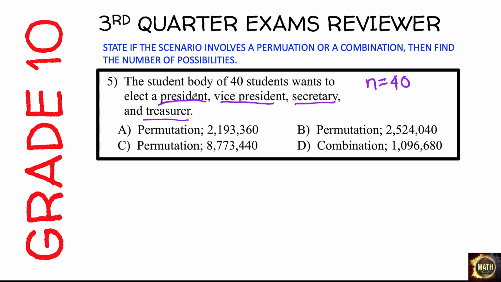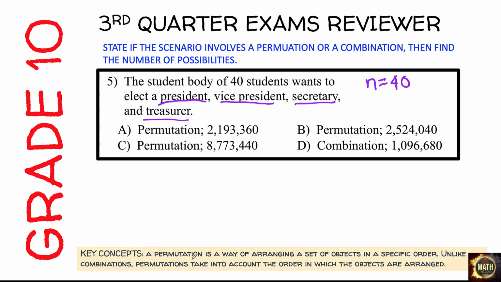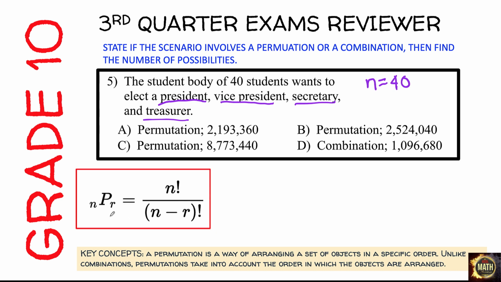Pwede po bang magkapalit ang posisyon ng president at saka secretary? Hindi po yan okay dahil yung student body, sila mismo yung nag-elect ng position. So dito po, hindi pwedeng mabaliktad yung order ng president, vice president, secretary, and treasurer. Therefore, this is a case of a permutation. And since permutation po meron tayo, then gamitin natin yung formula for permutation. N permuted R at a time, where our N is 40 and our R is 4.